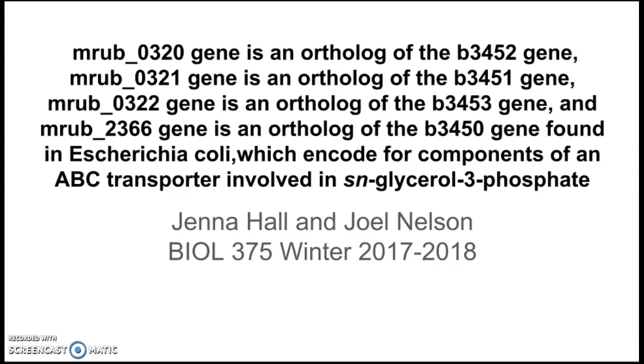The goal of our research was to identify possible orthologs between Meiothermus ruber and E. coli. The results obtained from this research were that the MRUB0320 gene is an ortholog with B3452. The MRUB0321 gene is an ortholog with B3451. The third pair was that the MRUB0322 gene is an ortholog with B3453. And lastly, MRUB2366 is an ortholog with B3450.